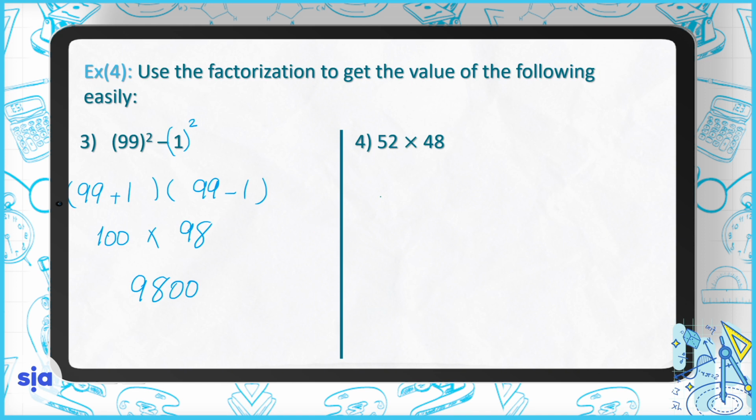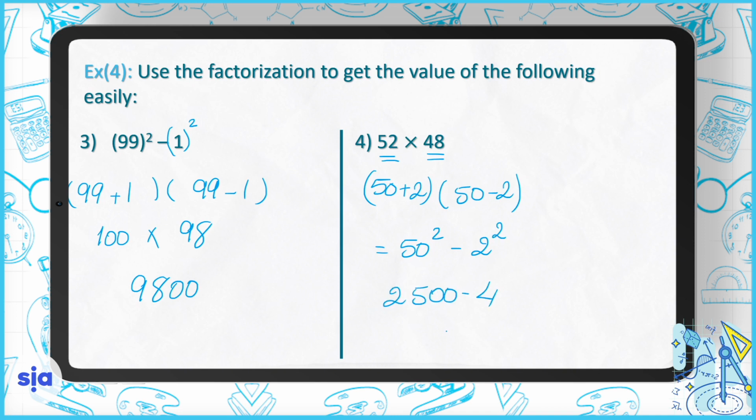Last question, question 4. The 52 and the 48, I can get them so easily from 50 plus 2 and 50 minus 2. So in this one, it's 50 plus 2 multiplied by 50 minus 2. Difference of two squares. This means it's 50 squared minus 2 squared, which is 2,500 minus 4, which is 2,496.